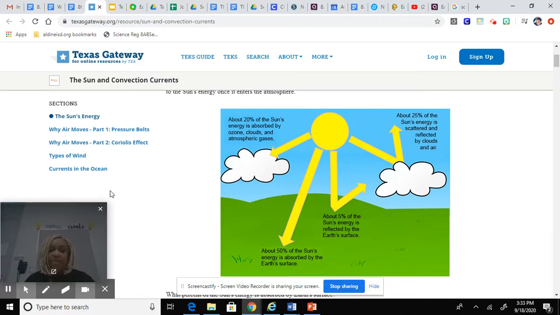So if you look here, it says about 20% of the sun's energy is absorbed by the ozone layer, clouds, and atmospheric gases, right? Then it says 25% of the sun's energy is scattered and reflected by clouds and air. Right here, it says about 5% of the sun's energy is reflected by the Earth's surface. Okay. And look here, it says about 50% of the sun's energy is absorbed by the Earth's surface. Okay.